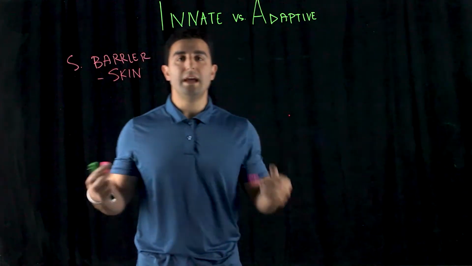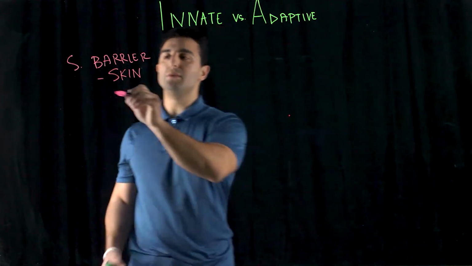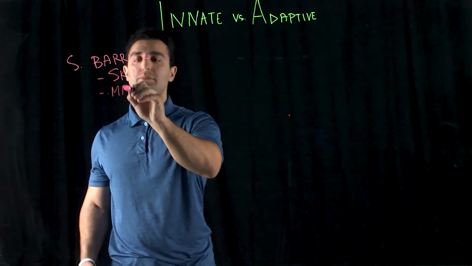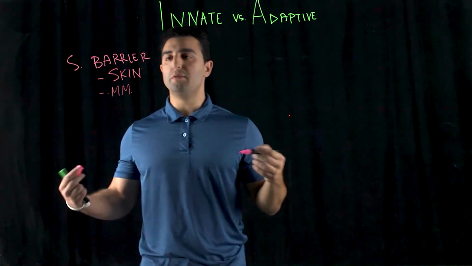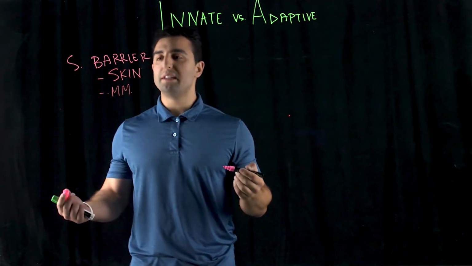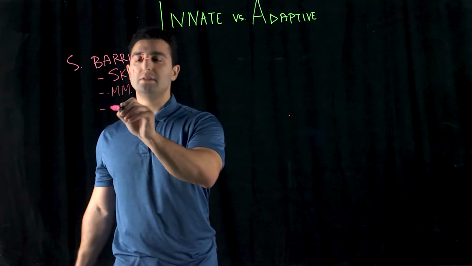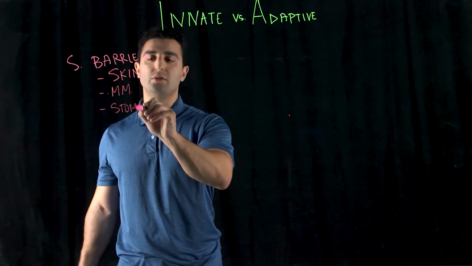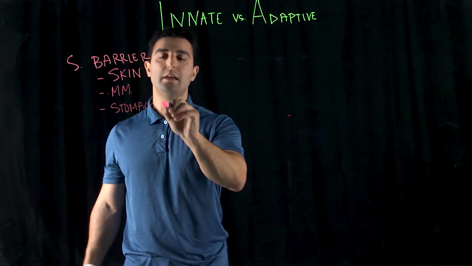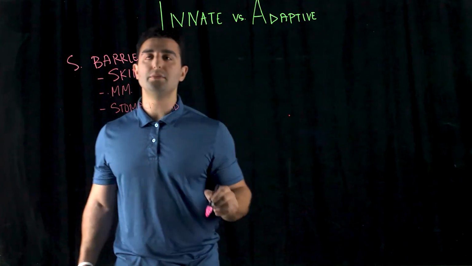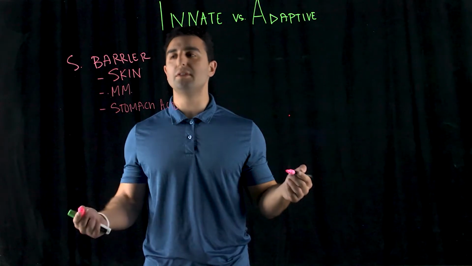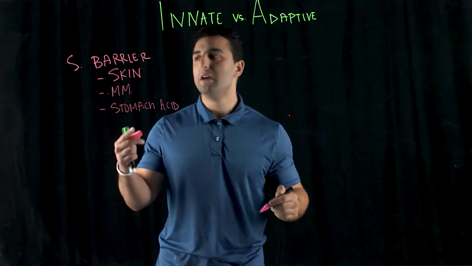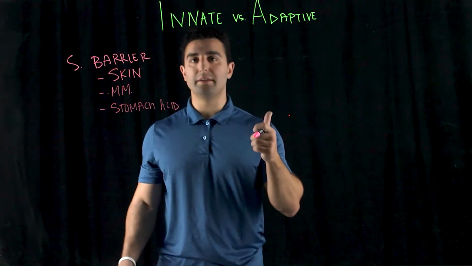The skin, any kind of mucous membrane. What else would be a great example of surface barrier? Any kinds of oils, any kinds of, for example, stomach acid. So the hydrochloric acid present in your body, your gut microbiomes, right? Everything, right? So any kind of barrier that's covering the surface is part of your innate immune system. And this is part of the first line of defense.